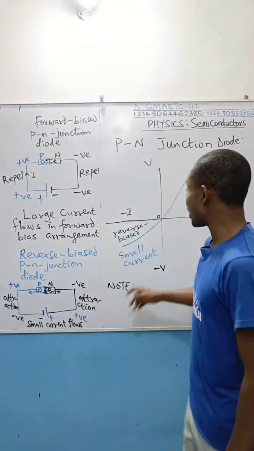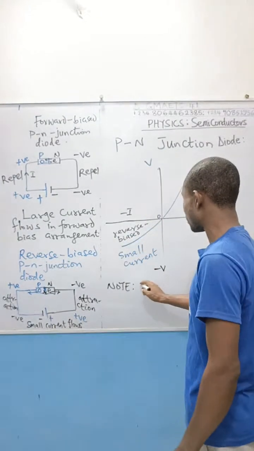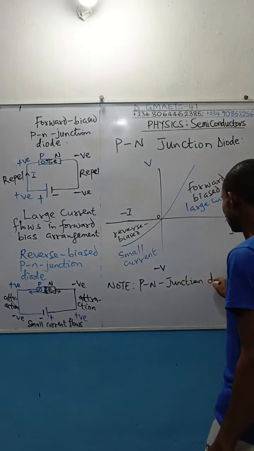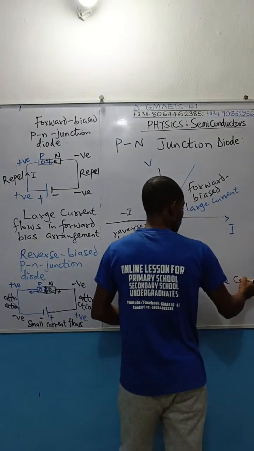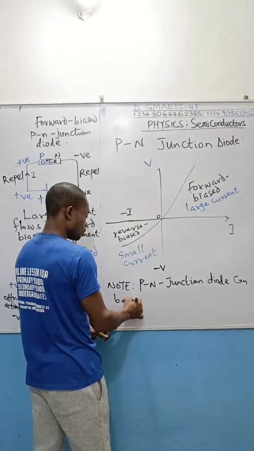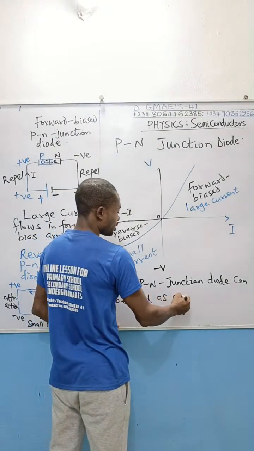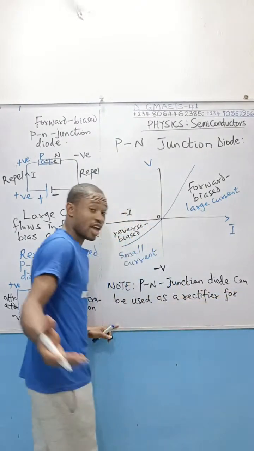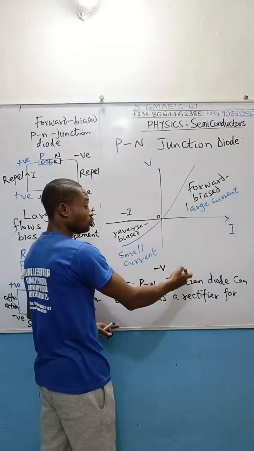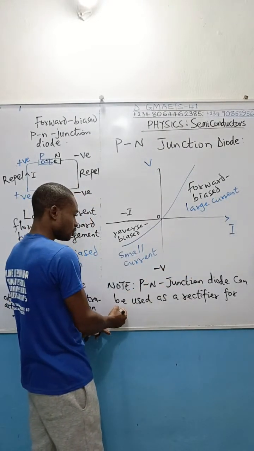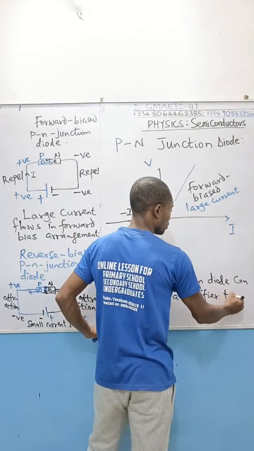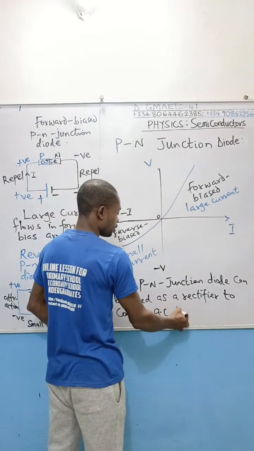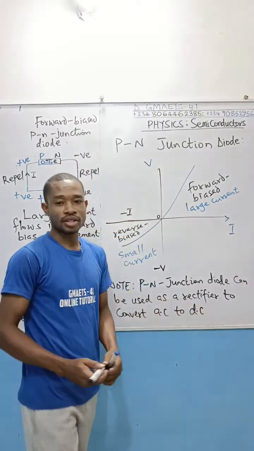So like I said, this guy can be used as a rectifier. I want to take note of that. PN junction diode can be used as a rectifier. And what does the rectifier do? That's the same thing that the PN junction will now do as a rectifier: convert AC, alternating current, to direct current, DC.